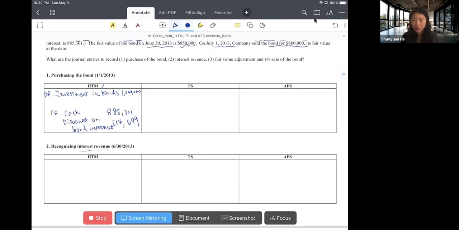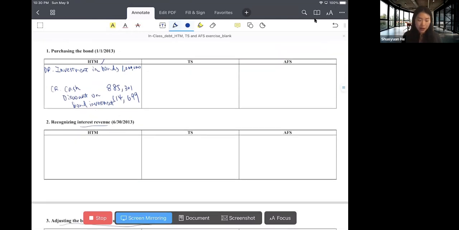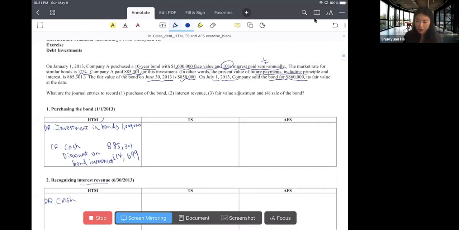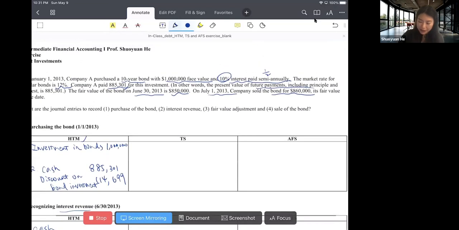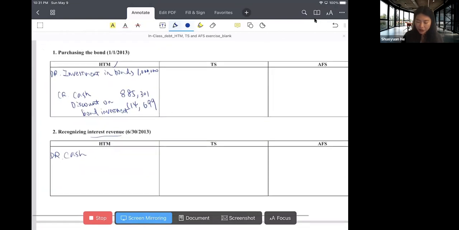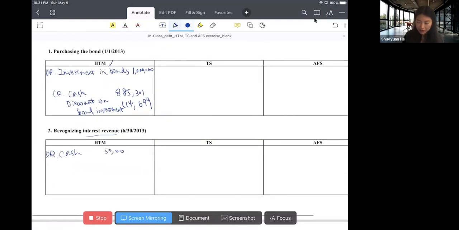What is your journal entry on June 30th, 2013? So we need to recognize interest revenue because we're receiving interest now. And the journal entry is to debit, because we're receiving cash interest, we debit cash. And for the cash interest we're receiving, the face value of the bond is 1 million, multiplied by the stated interest rate, multiplied by the fraction of the year. So that's 50,000. So we're receiving cash interest of 50,000.